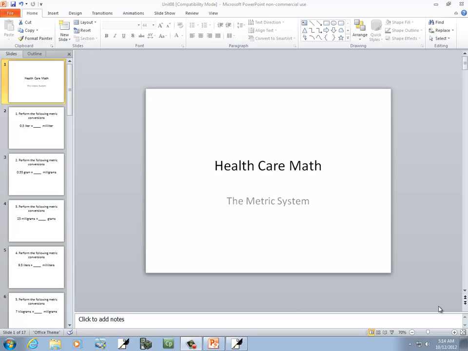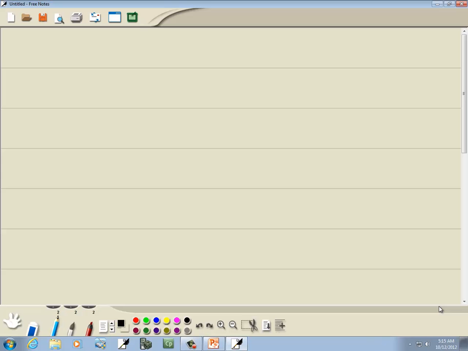Let's take a look at the metric system. I'm having some computer problems, so I'm having to recreate this. I kind of got my computer jerry-rigged, so hopefully this works fine.